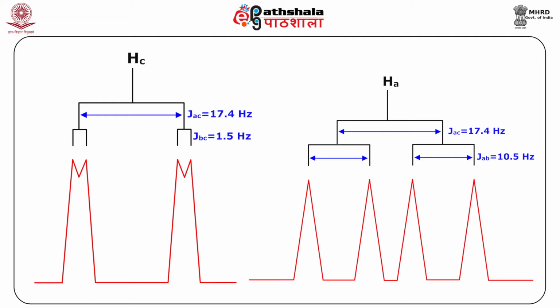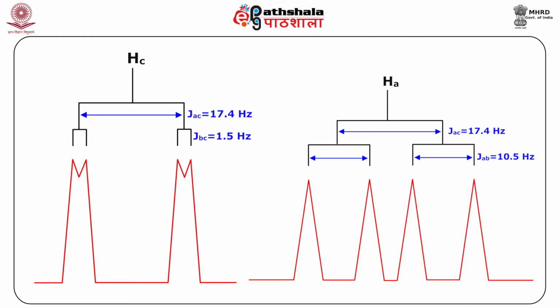Similarly students, the signal for HB at 5.64 ppm is split into a doublet by HA with a coupling constant 3JAB equal to 10.4 Hertz, which corresponds to the cis coupling. Now each of the resulting lines is split again by HC with the same geminal coupling constant 2JBC equal to 1.5 Hertz. The overall result is again a doublet of doublets.